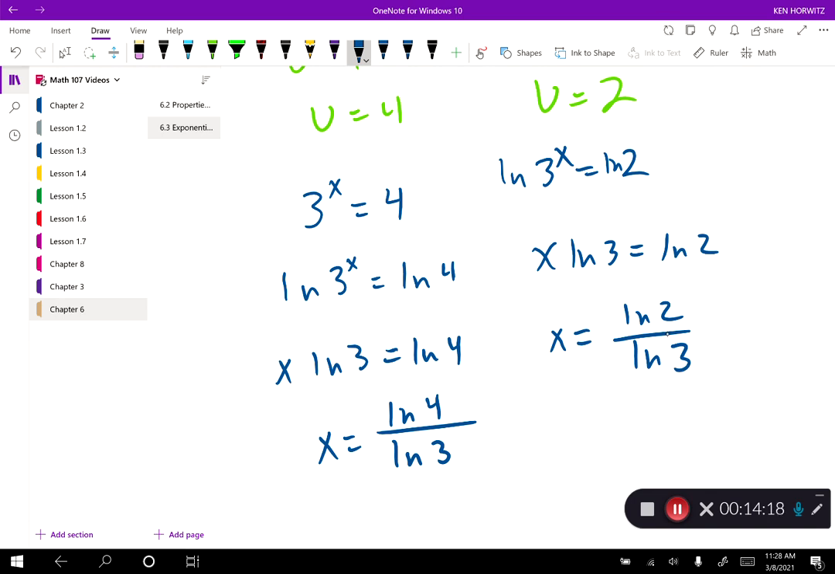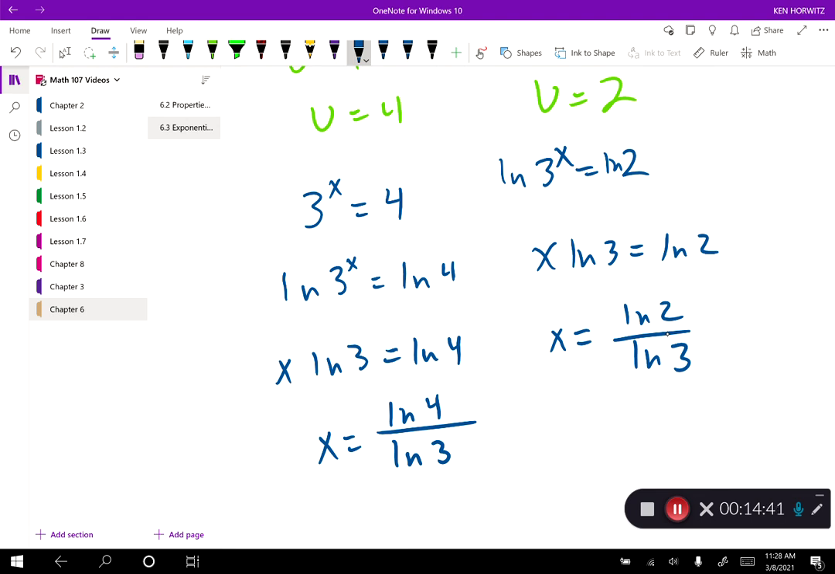So here are our two answers that we have. We can't go any further than this. This is all we can do. And they're both real numbers. But we can't get them without a calculator. And of course, in our class, we don't have one. So this is where we would have to stop.